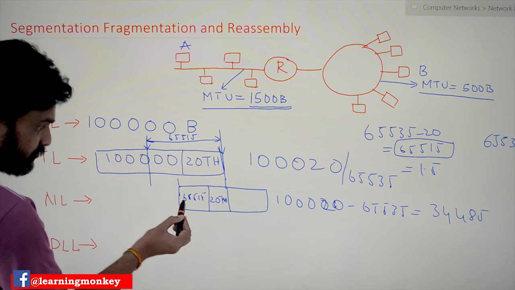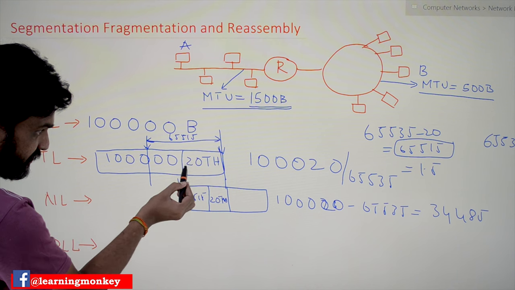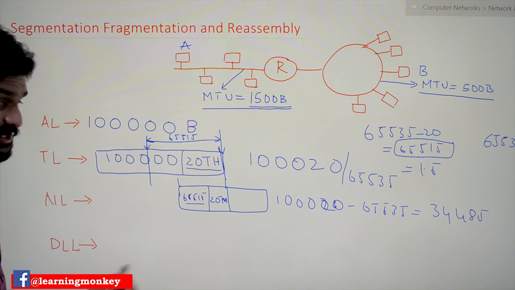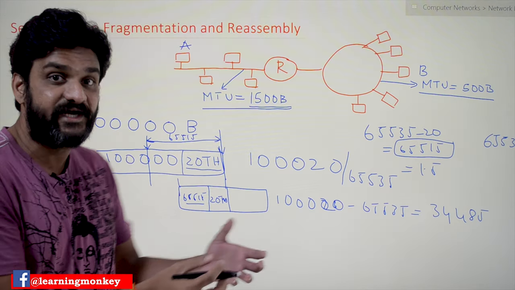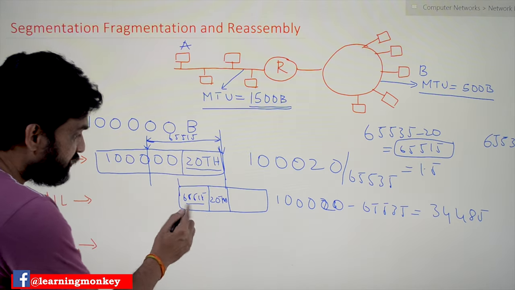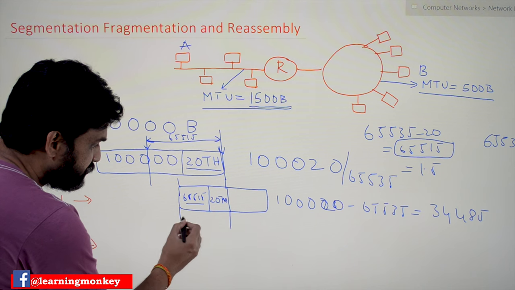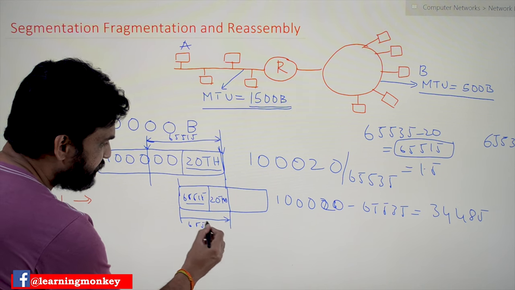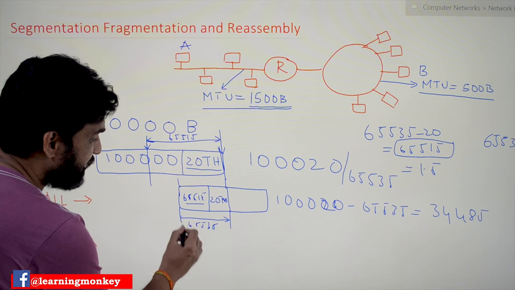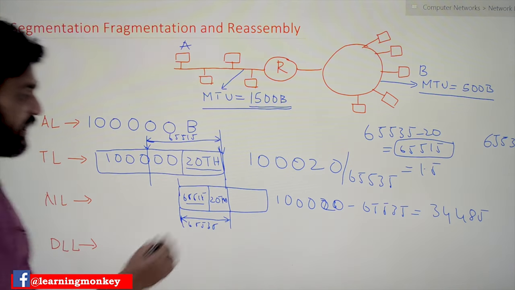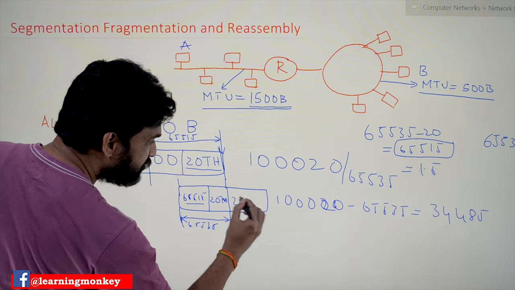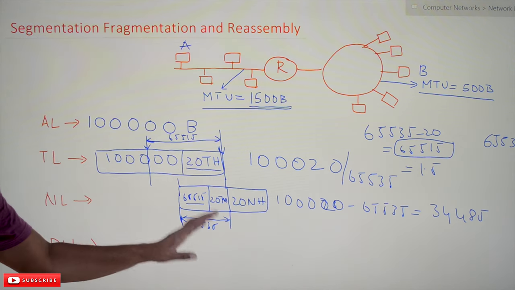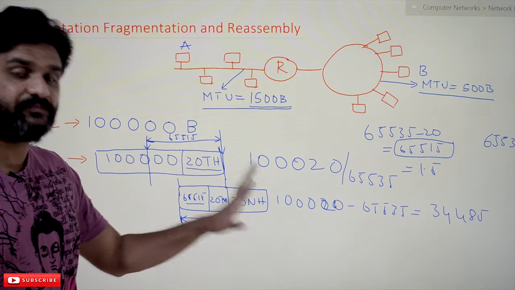So both of this, including this 20 bytes of transport header and 65,515 bytes of actual data, combining these two is the total. So this total is going to be 65,535. This is the capacity of the network layer, right? And to this, 20 bytes of network header will get added. So try to get this point. This point is very important to understand.